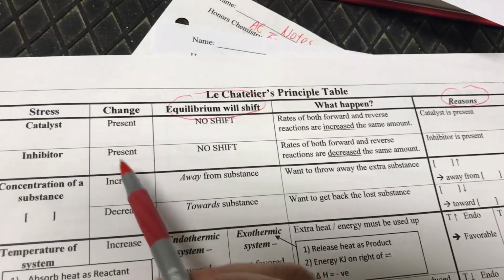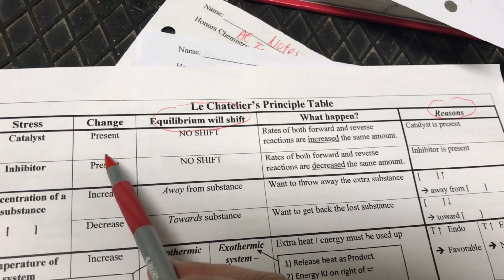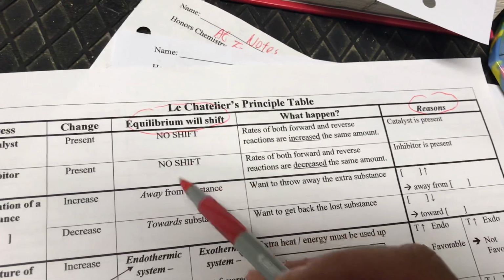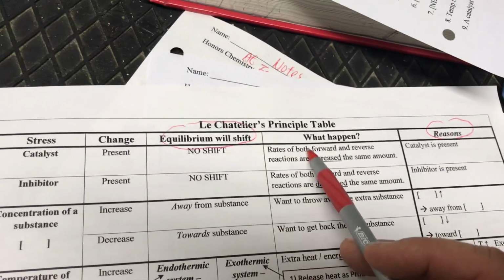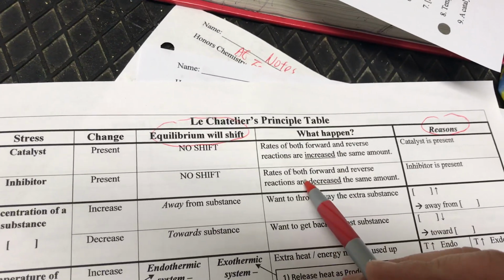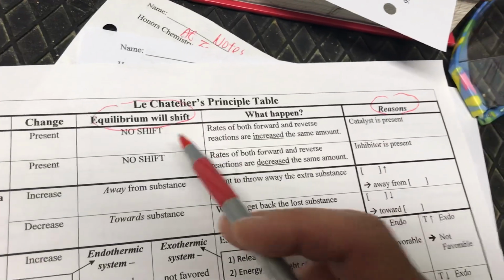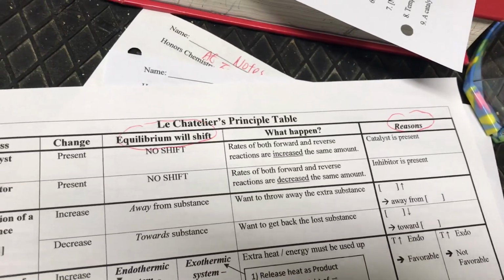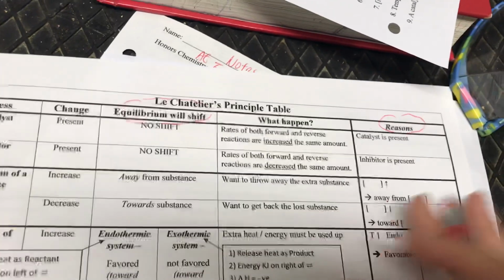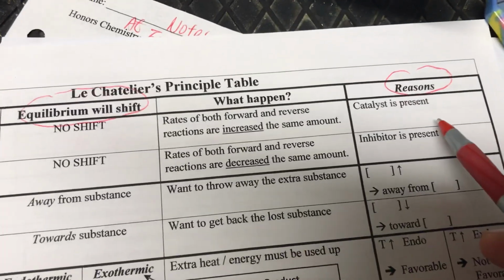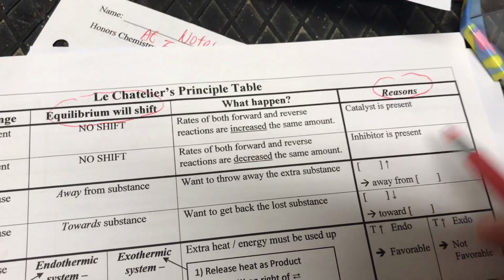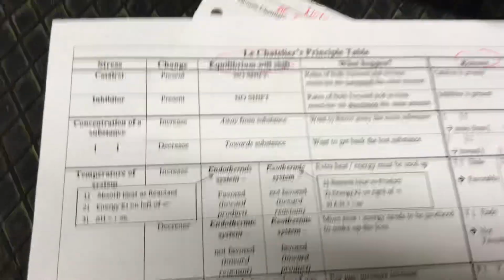All right. Now, let's talk about the catalyst and inhibitor. Again, if a catalyst or inhibitor is present, there will be no shift in equilibrium. I just explained to you, right? They will increase the rate at the same time, or decrease the rate at the same time. So there will be no shift in the equilibrium and no favor for either product or reactant. So the reason you just write is catalyst present or inhibitor present, and that's it. This is very simple.